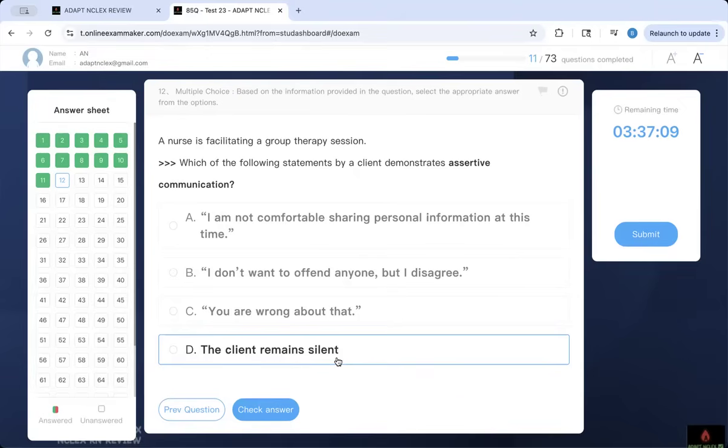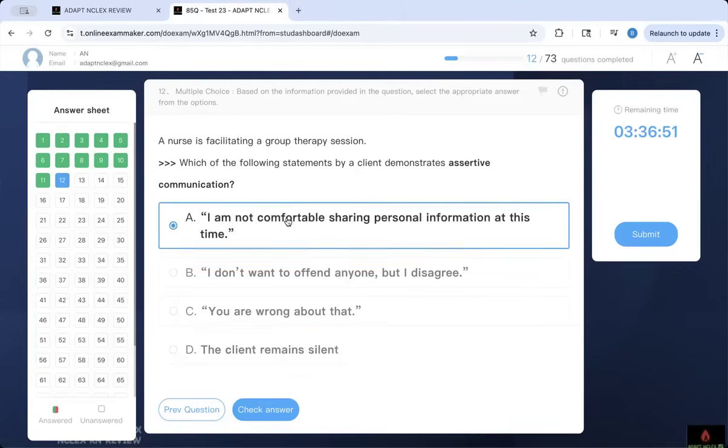I am not comfortable sharing personal information at this time. I don't want to offend anyone, but I disagree. You are wrong about that. The client remains silent. Which one shows assertive communication? Pick your answer. Let me know.